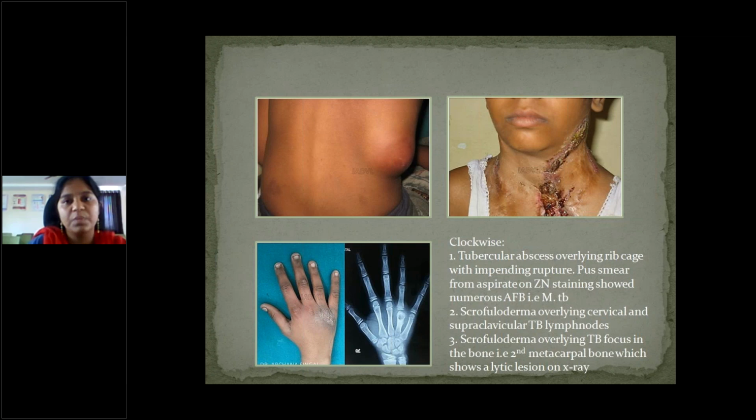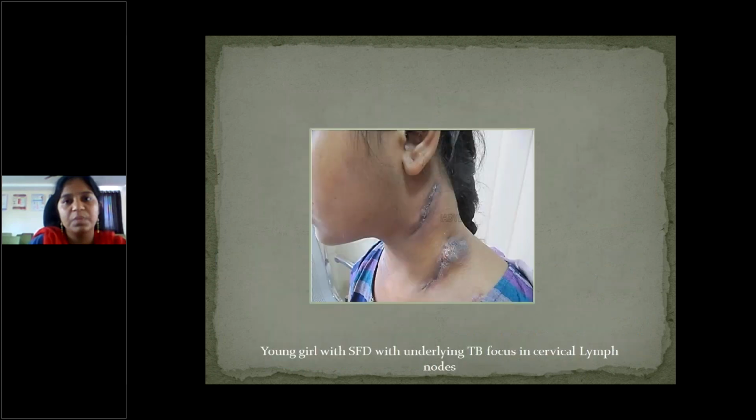So the underlying condition giving rise to cutaneous tuberculosis is scrofuloderma. This is also with an underlying TB focus in the cervical lymph node. It is in later stages, maybe a little healed. That's why you can see a little dryness and it is healed.